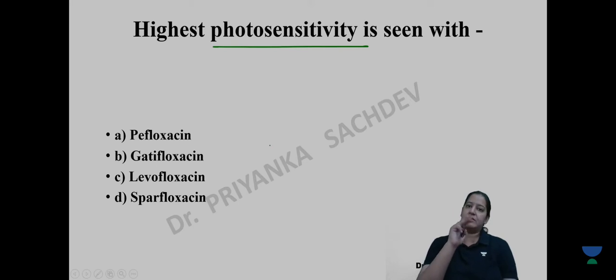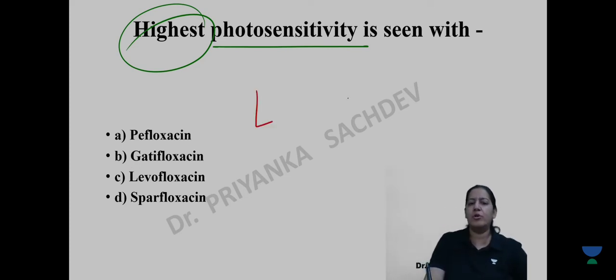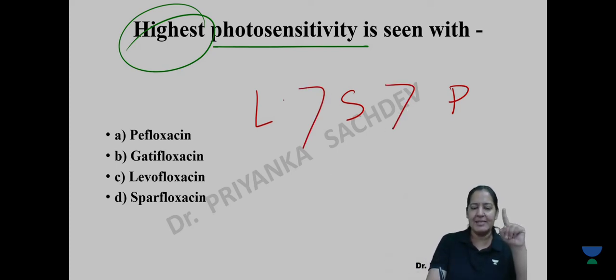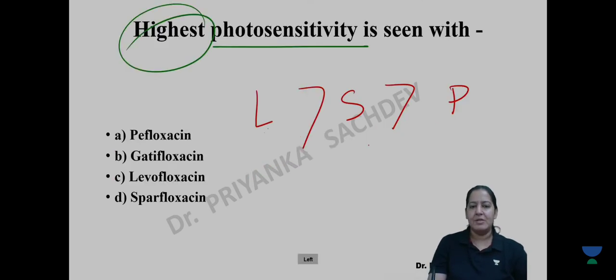So next question is about photosensitivity. I told you three drugs which are photosensitive, and I'm asking the highest one. I've told you the sequence also: LSP. L followed by S followed by P. What was the full form of L? Lome or Levo? L is Lome, not Levo. Lome, Spar and P.